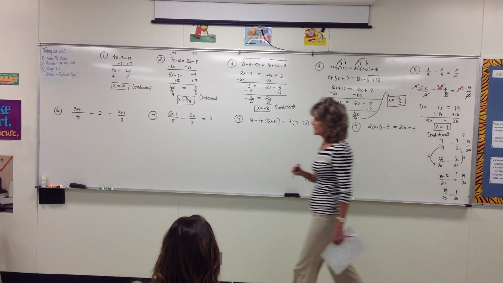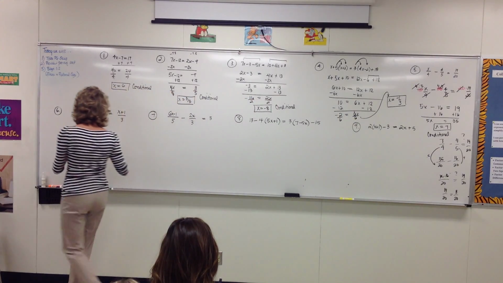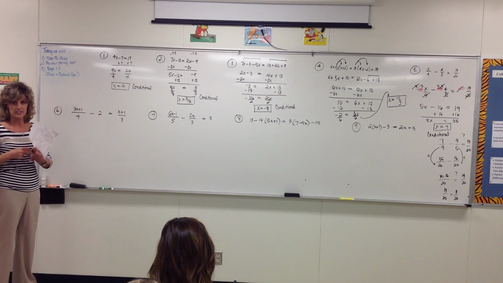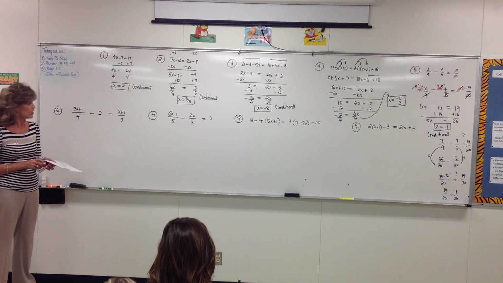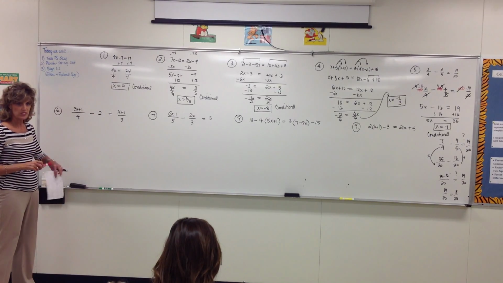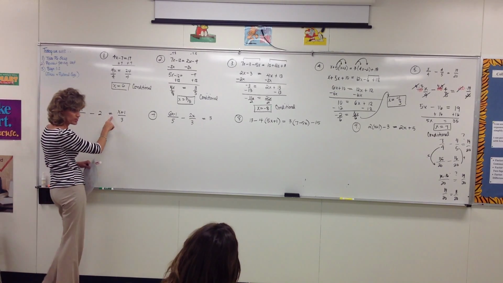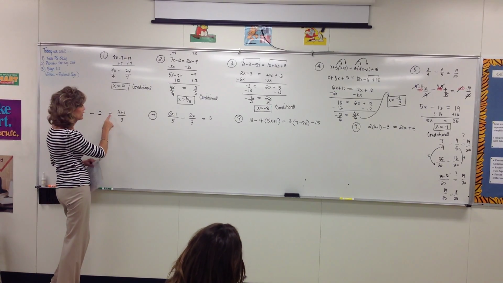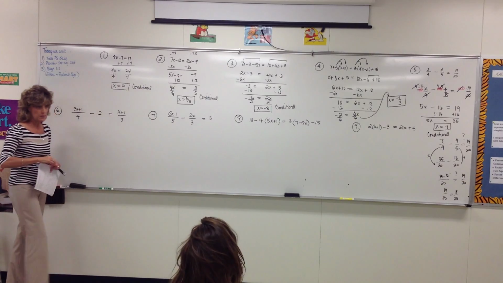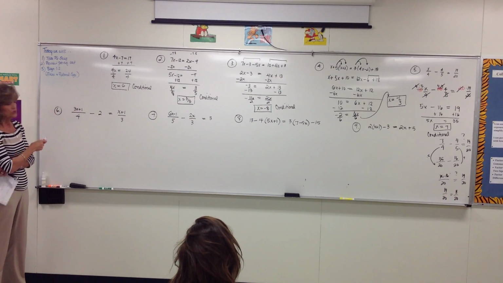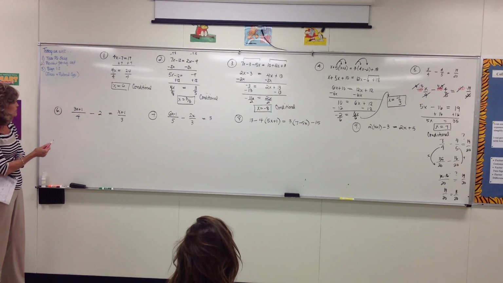On example 6, we have an equation to solve. It has fractions in it. The magic trick we're going to use all year long is when we solve an equation with fractions, we want to clear them out. It has to be an equation before we can do this magic trick. It's an equation because there's an equal sign. This magic trick doesn't work if there's not an equal sign.